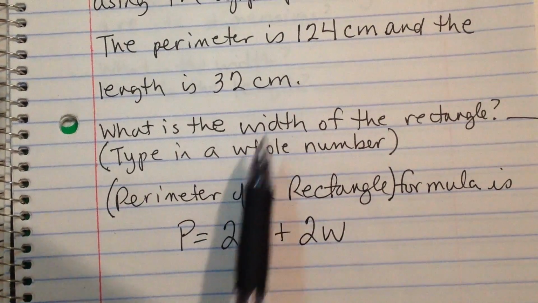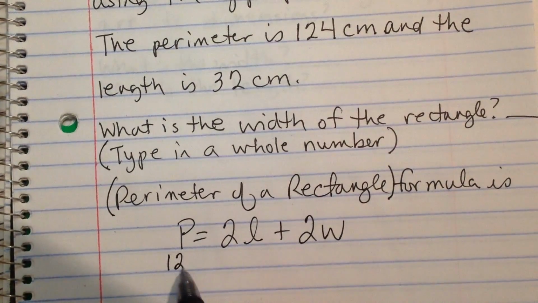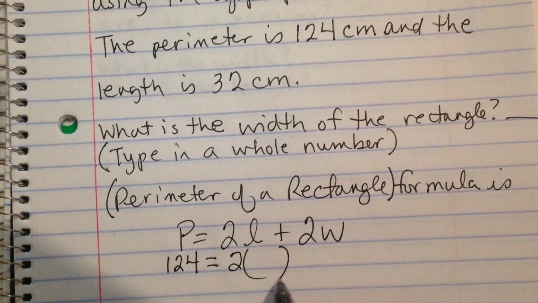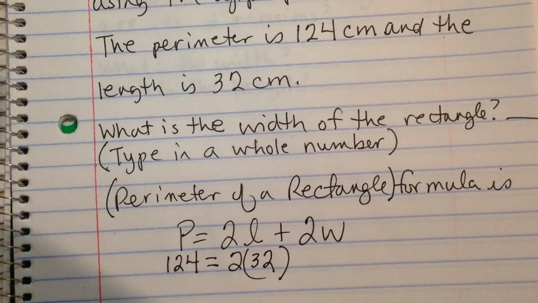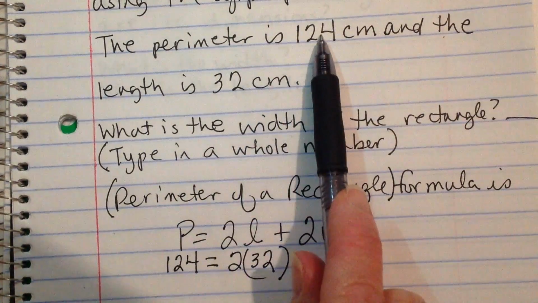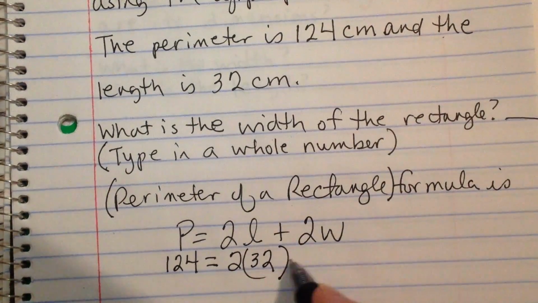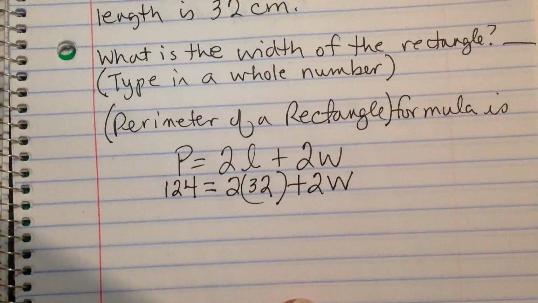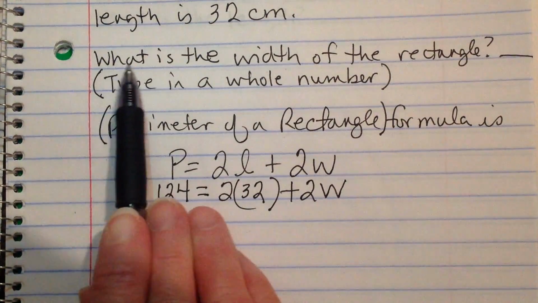Okay? Now, we know the perimeter is 124, so let's plug in 124 into the perimeter is equal to 2 times the length. We know the length. The length is 32. So we're plugging in everything we've got. We knew the perimeter was 124, plug it in. We know that the length is 32, plug it in. Plus 2w. Therefore, the only variable left to solve in this problem is w, and that is the width, and that is the question that the reading problem is asking, what is the width?